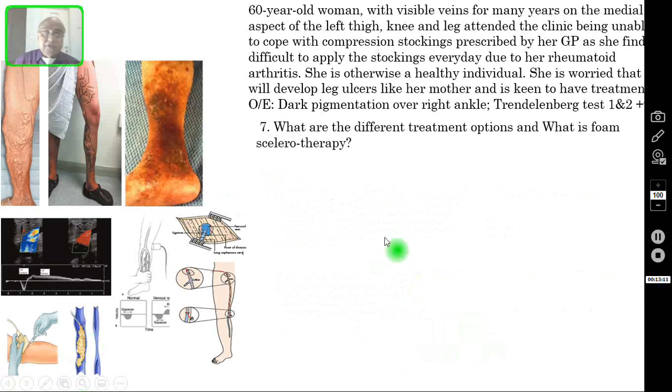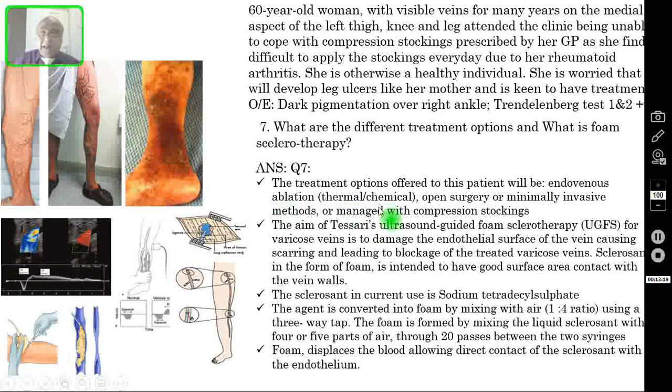So the treatment options offered to this patient will be endovenous ablation, both thermal and chemical, open surgery or minimally invasive methods, or this can be managed with compression stockings also. The aim of Tessari ultrasound guided foam sclerotherapy for varicose veins is to damage the endothelial surface of the vein, causing scarring, and that will lead to the blockage of the treated varicose veins. The sclerosant in the form of foam is intended to have very good surface area contact with the vein walls.